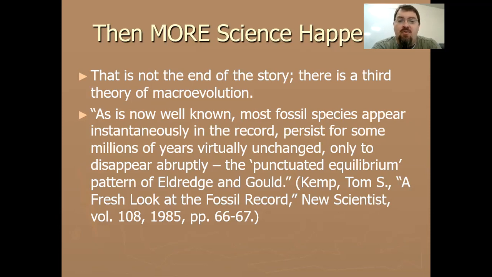As is now well known, most fossil species appear instantaneously in the record, persist for some millions of years virtually unchanged, only to disappear abruptly. The punctuated equilibrium pattern of Eldredge and Gould. This was a quote by Tom Kemp in an article he published in New Scientist, 1985.